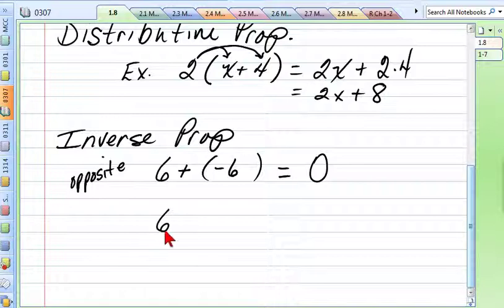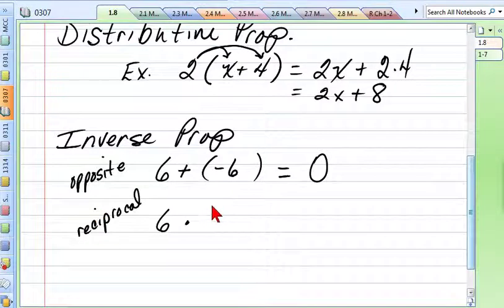If I had 6 for multiplication, and I want to multiply it by its, now here comes a big word, multiplicative inverse, the inverse under multiplication is the reciprocal. It is the reciprocal, which means it's the flip. The reciprocal of 6 is 1/6. So opposite is an inverse under addition. Reciprocal is an inverse under multiplication.